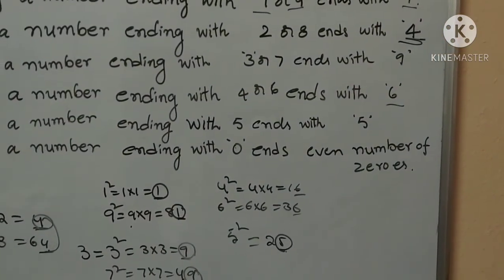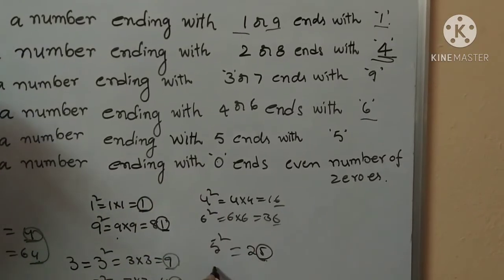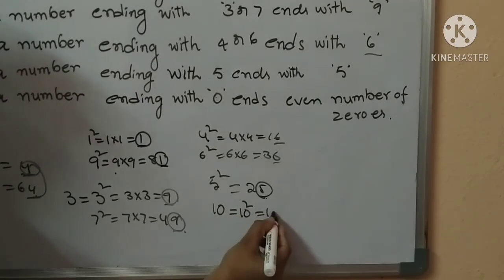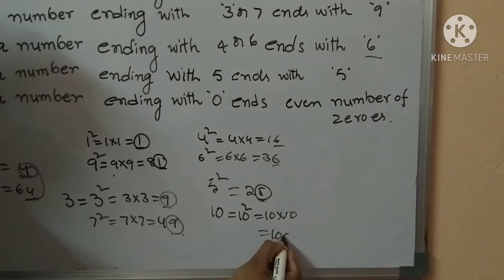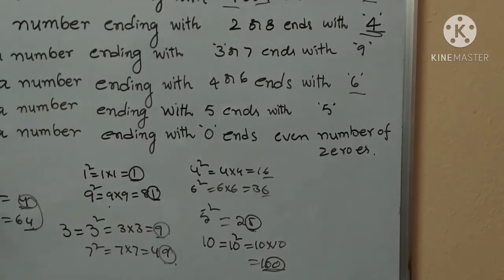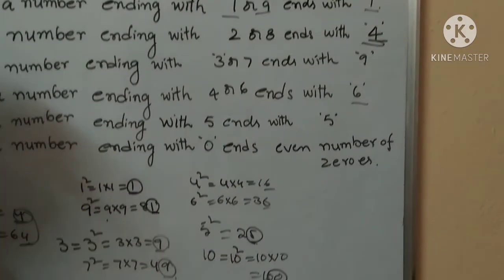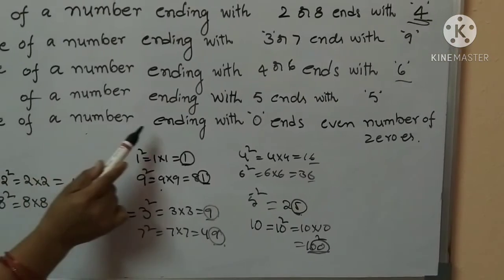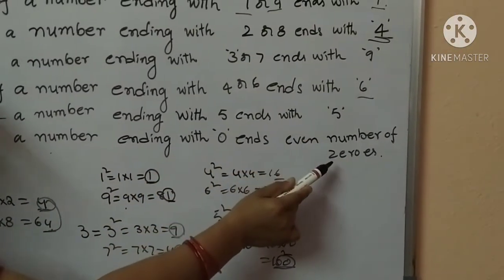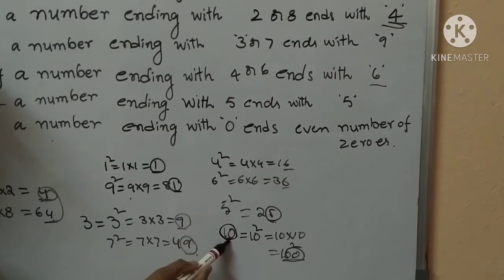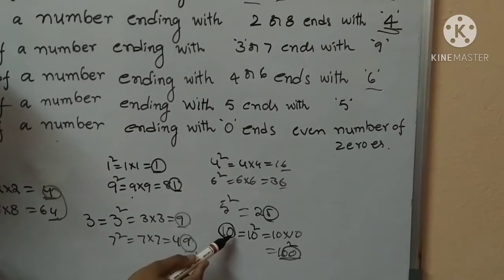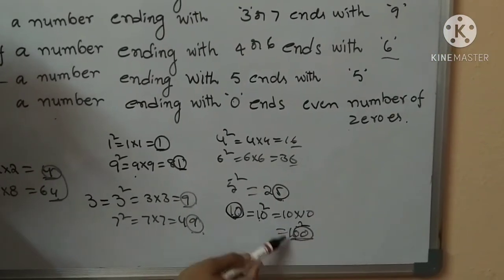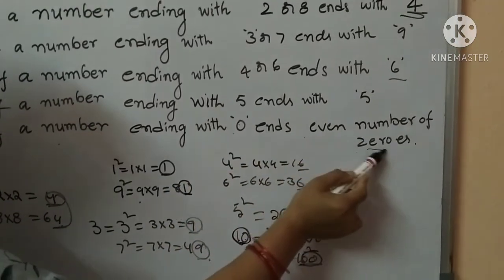A square of a number ending with 0. For example 10. 10 square means 10 into 10, 10 tens are 100. So here, even number of zeros or odd number of zeros? 2 zeros. 2 is even or odd? Even. So a square of a number ending with 0 ends with an even number of zeros. Okay children, did you understand? 10 square means 100. Here how many zeros are there? 2 zeros. 2 is an even number or odd number? Even.